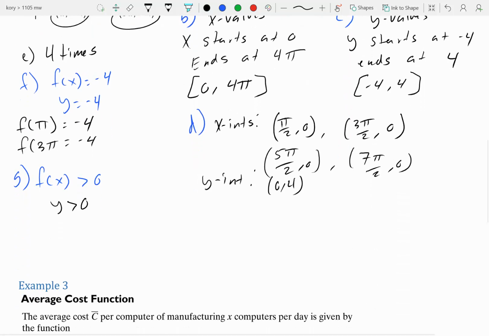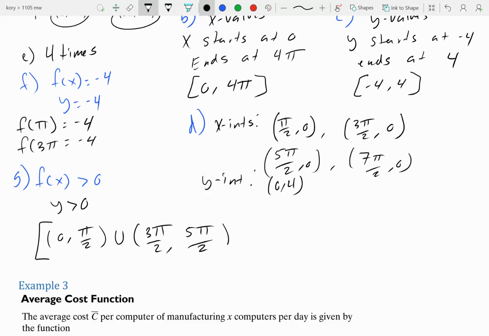So we're going to have to write an interval notation as a set. It's actually pretty cool. So that's 0 to pi over 2, union with 3 pi over 2 to 5 pi over 2. And then we union that with 7 pi over 2 to 4 pi.